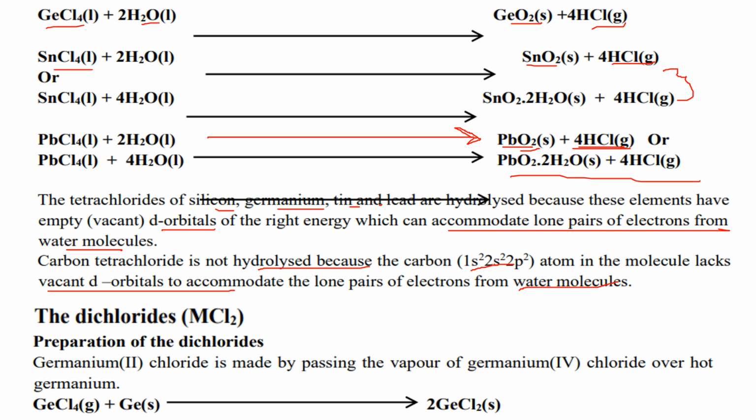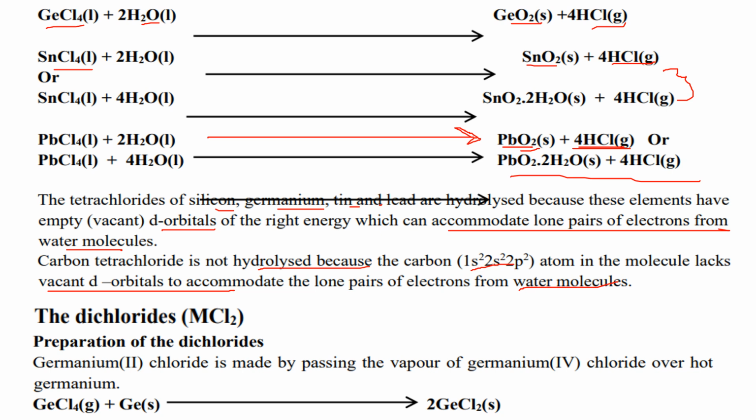So you say that the silicon atom in silicon tetrachloride has vacant d orbitals that accommodate lone pairs of electrons from water molecules. But carbon in carbon tetrachloride lacks vacant d orbitals to accommodate lone pairs of electrons from water molecules. Therefore, carbon tetrachloride cannot undergo hydrolysis reactions. That's the best way of answering such a question.